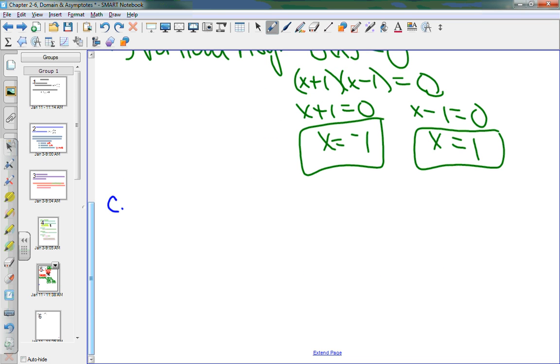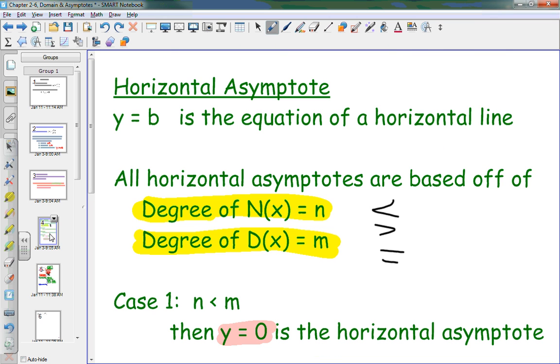Next, horizontal asymptotes. Whenever we're dealing with horizontal asymptotes, what do I have to compare and contrast? A horizontal asymptote is y equals b. And all horizontal asymptotes are based off of what? It's the thing highlighted in yellow, y'all: the degree of the numerator and the degree of the denominator.